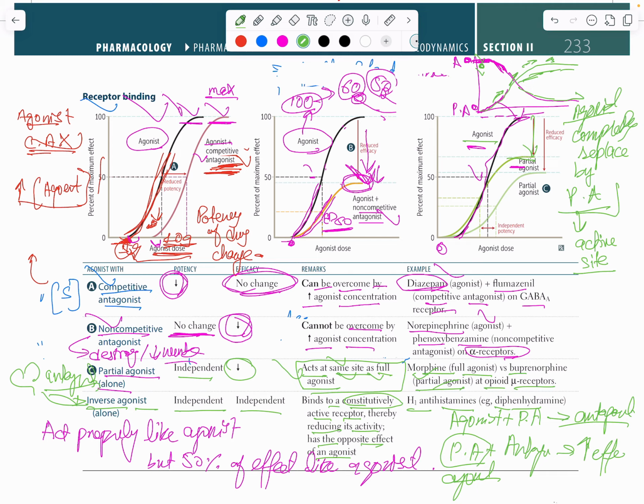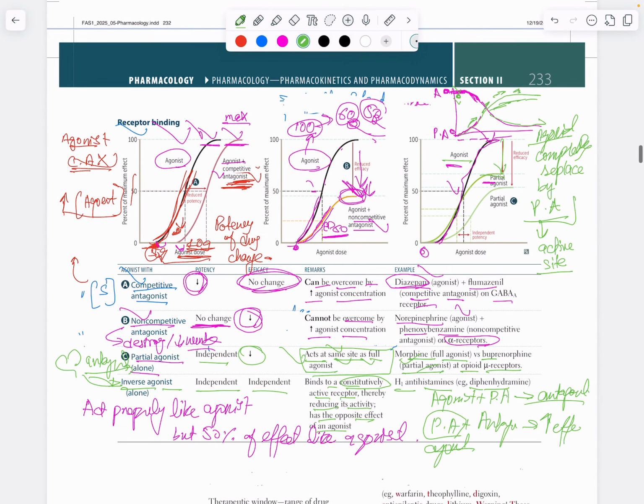So what about receptor binding? We already know we have the competitive antagonist and the non-competitive antagonist. With a competitive antagonist, the potency of the drug will be decreased. If we are giving a non-competitive antagonist with the agonist, then the efficacy will be decreased. And thirdly, we also have some receptors called spare receptors.